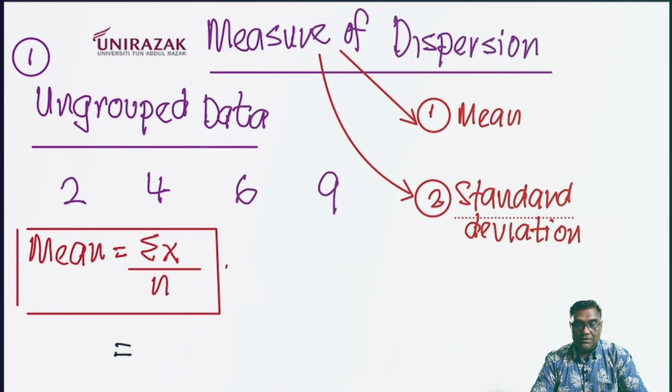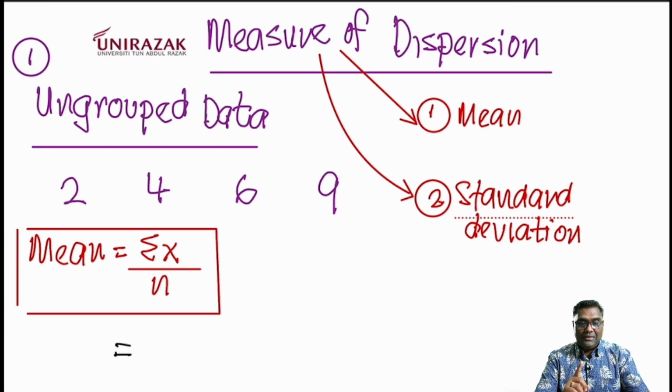Okay students, today's lesson is something called measure of dispersion. Under the topic of measure of dispersion, there are two things that we need to know. Number one, how to calculate mean. Number two, how to calculate standard deviation. So we start off with the mean first. How do I calculate the mean?